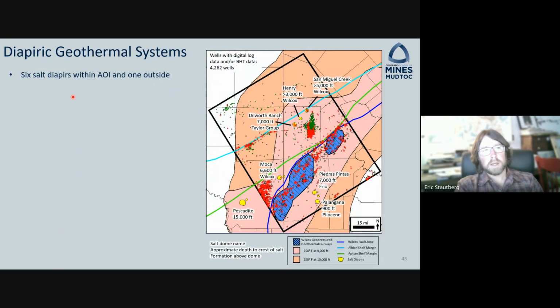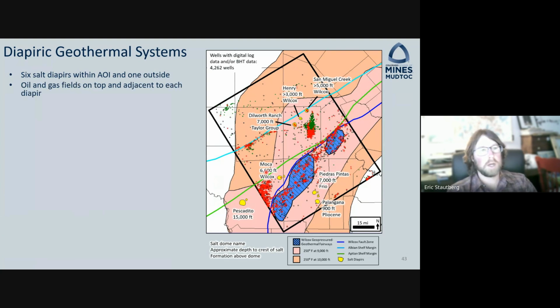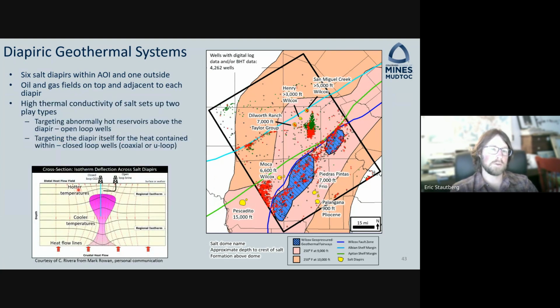There's 6 diapirs, salt diapirs within this area. They all range in depth, which is very interesting, from this Pangana diapir, which is basically at the surface, to this Pescadito diapir, which is buried down at 15,000 feet. Of course, they all have oil and gas production associated with the top of them. So can we actually go through and target some of these for geothermal energy, where maybe we can drill those closed loop wells into them, so we're not actually interacting with the salt, we're just extracting thermal energy, or we can look for those heat anomalies on top of them.